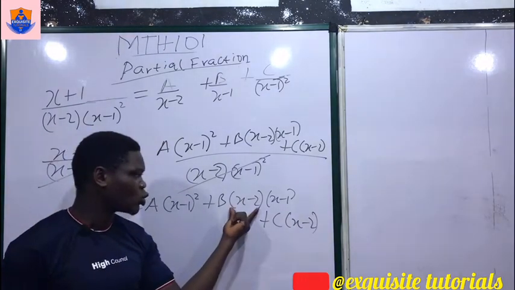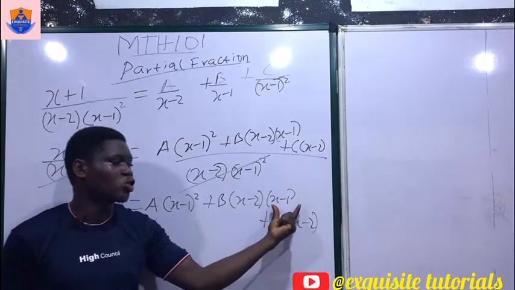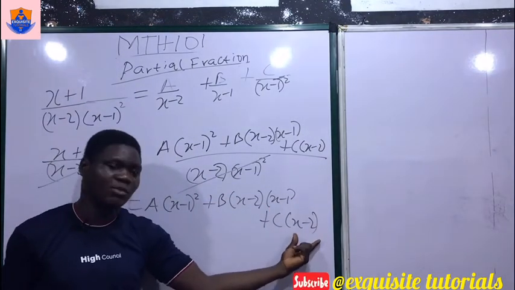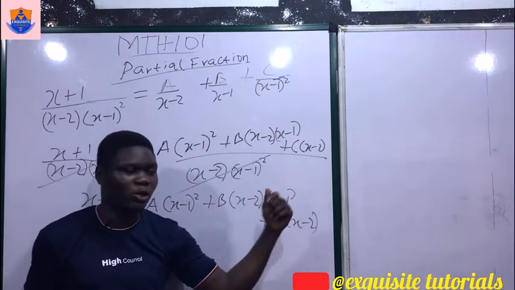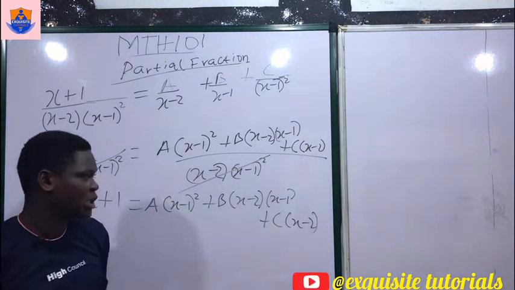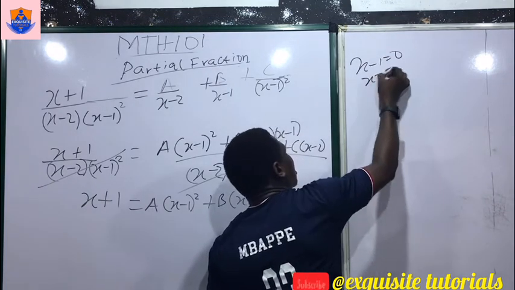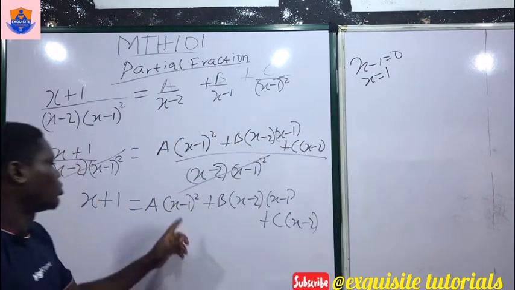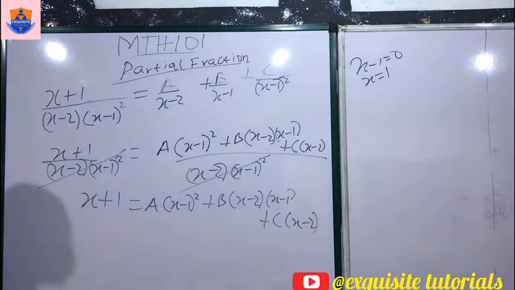There is x-2 here, or let's start with this. There's x-1 here. There's also x-1 here, but there is no x-1 here. So we can find a way to make this x-1 to be 0 so that these two parts will be eliminated. Now if x-1 is 0, what will be x? x will be 1. So anywhere I see this, I put x as 1. So let's put x as 1.